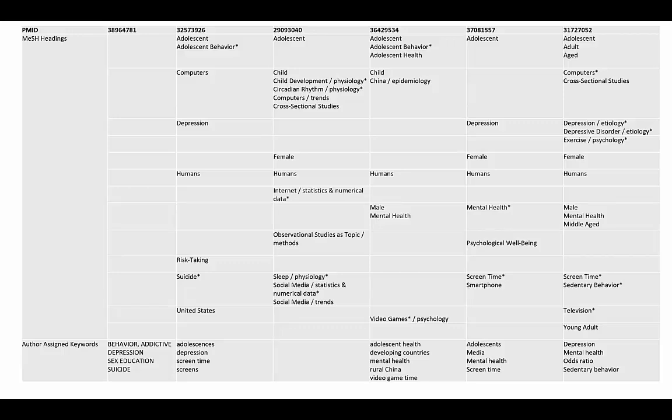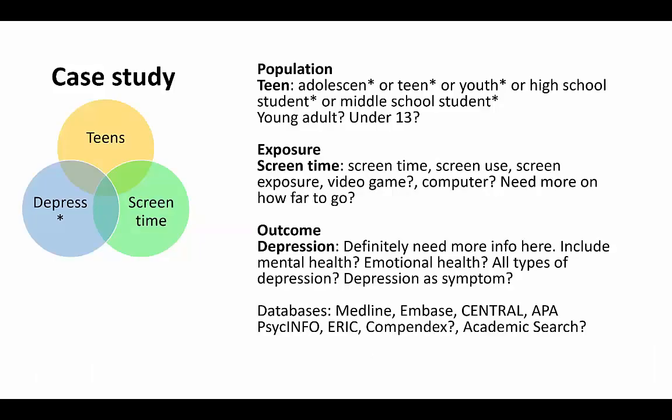Okay, so let's look at the next thing here. I put together a little Venn diagram and started putting together potential keywords, thinking about how everybody was saying for the exposure, the video games, computers, maybe television needs to go in there. How far are they willing to go? How many articles are they willing to sort through? And then we saw in some of the titles of the articles, instead of just depression, it said mental health or emotional health. Do they want those as well, or do they want to only stick with those that talk about depression?